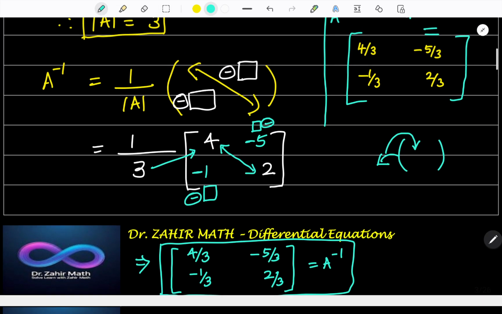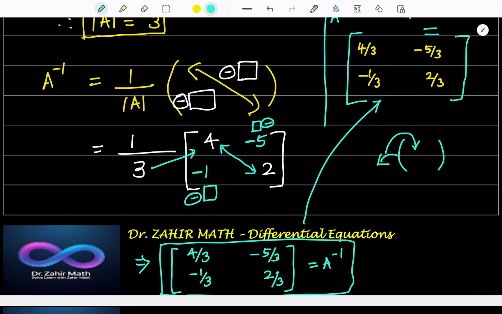Slowly I will move. Nice. Look here: 4 over 3, minus 5 over 3, minus 1 over 3 and 2 over 3. So finding the inverse of a 2 by 2 matrix is very, very easy. But finding the inverse of a 3 by 3 matrix is also easy, but the steps are a little more.